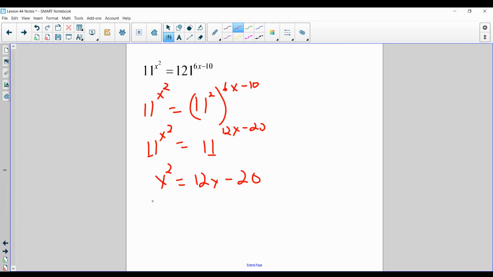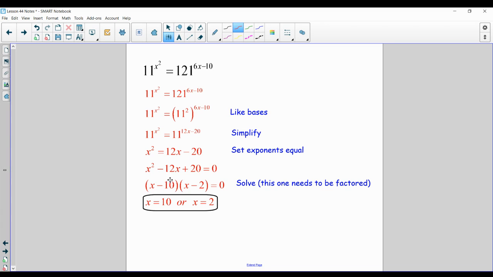Now, a little bit more difficult solving on this one because we have a quadratic. So because of that, I would move the 12x and the 20 to the other side, and now you'd have to factor or do the quadratic formula. So this one is factorable. That'll factor to x minus 10 times x minus 2. So that means x would either equal 10 or x would equal 2. So you'd have two answers on this one.